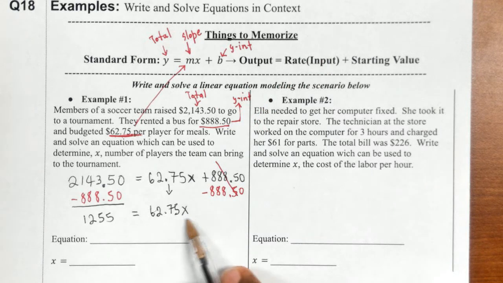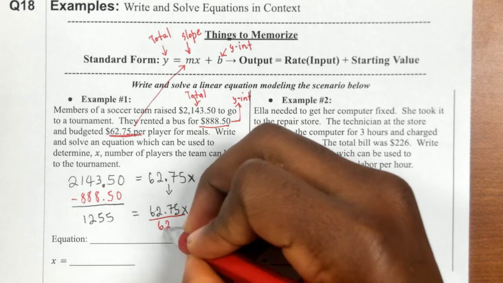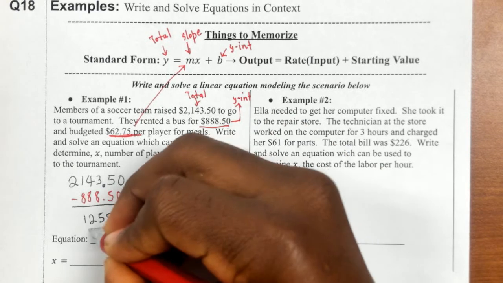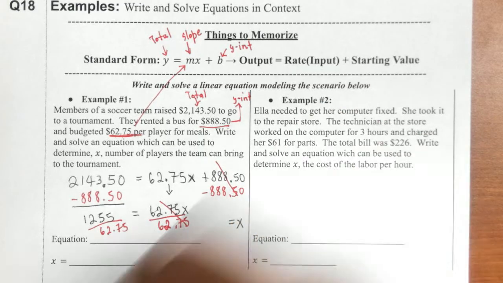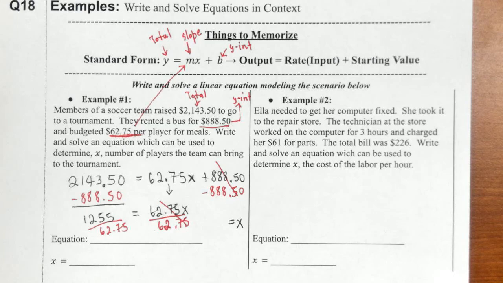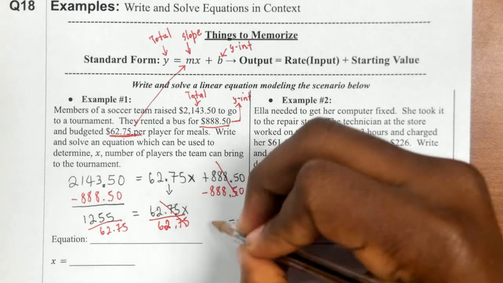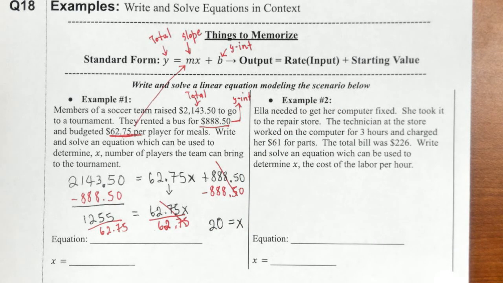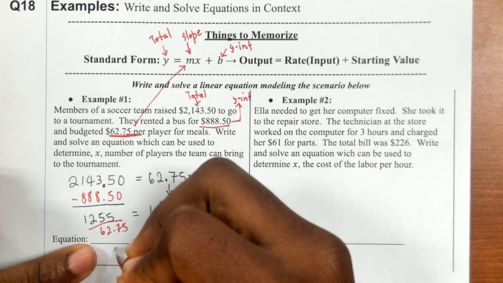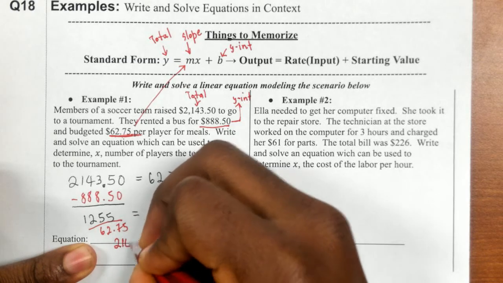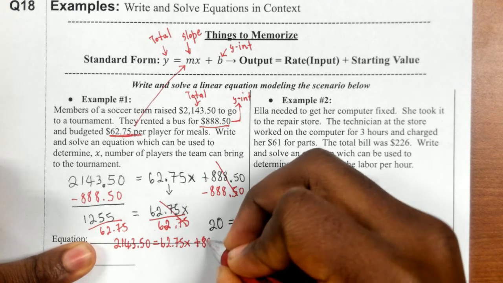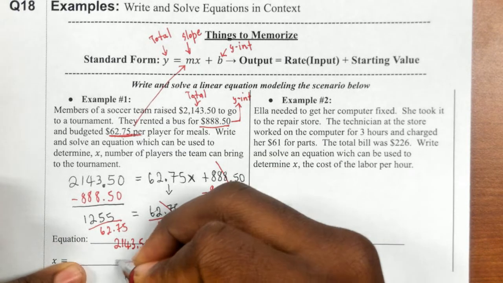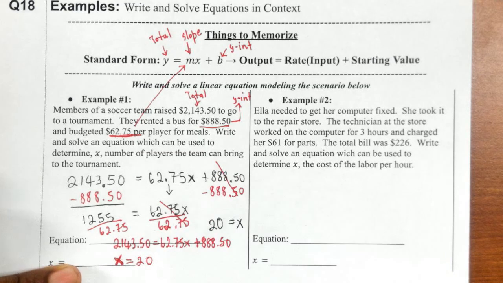Now I would try to isolate this x. This x is being multiplied by 62.75. So to get rid of a multiplier, you're going to have to divide by 62.75. So divide both sides by 62.75. The 62.75 cancels out, and your x is going to be equal to 1,255 divided by 62.75, which gives you 20. So my equation, I'm going to write it a little bit lower because I didn't have enough space, was 2,143.50 equals 62.75x plus 888.50, and my x is 20. Just like that.